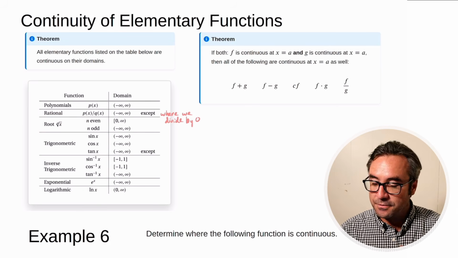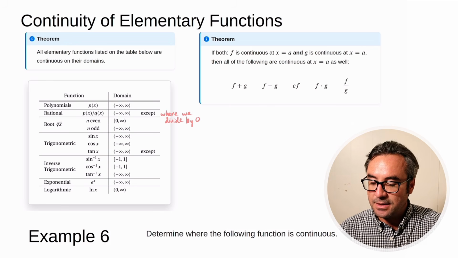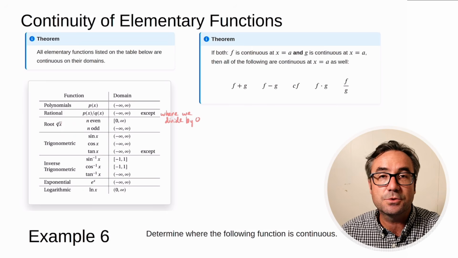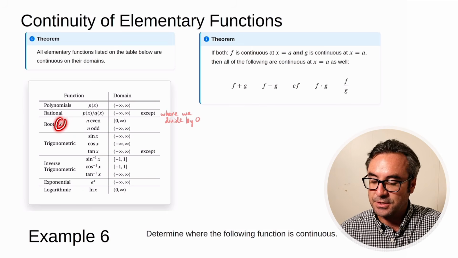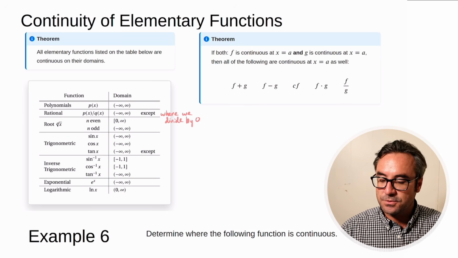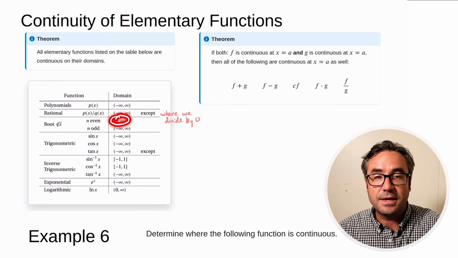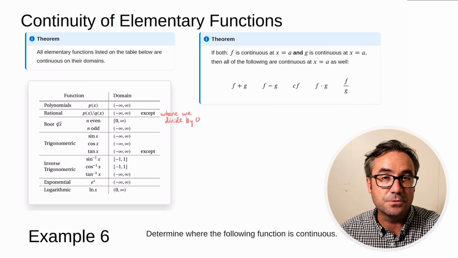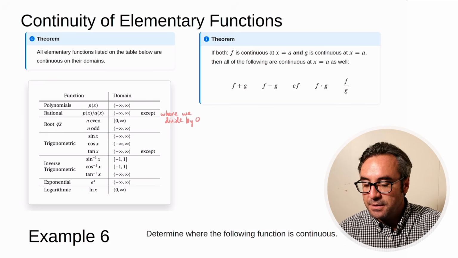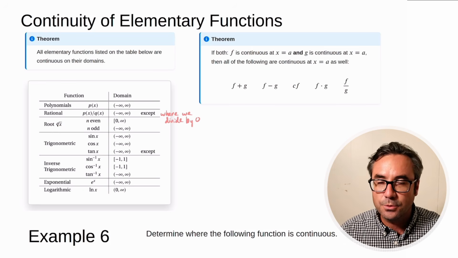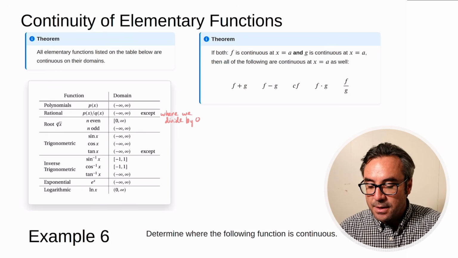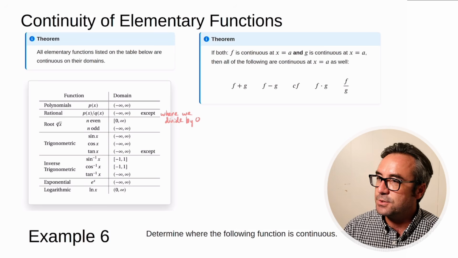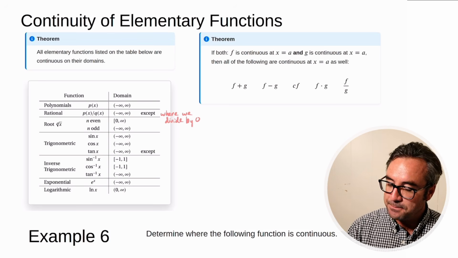We also have root functions. The domain of root functions depends on whether this is an even root or an odd root. If it's a square root or a fourth root or a sixth root, then we can't plug negative numbers in. So the domain is the closed interval from 0 to infinity. If this is an odd root, like a cube root or a fifth root, then all real numbers work for that one. So the interval minus infinity to infinity.